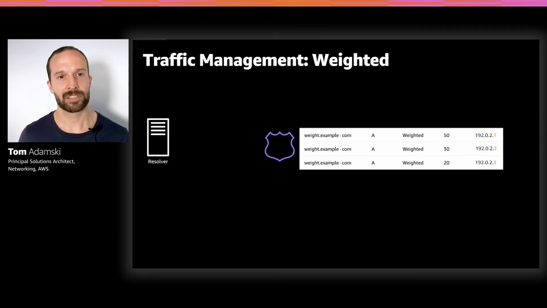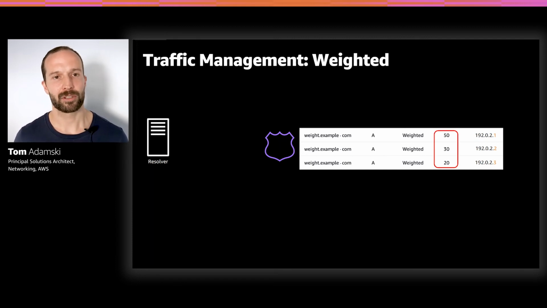Continuing on the load balancing side, you can also configure weights to apply decisions of how often you want to return a particular name to the resolver. So here we've configured weights of 50, 30, 20, easily adding up to 100. So it means the first one will be returned around 50% of the time, the second 30% of the time, the last one 20% of the time.